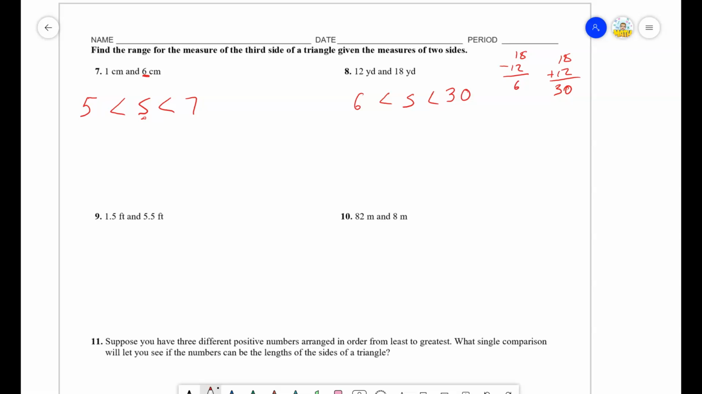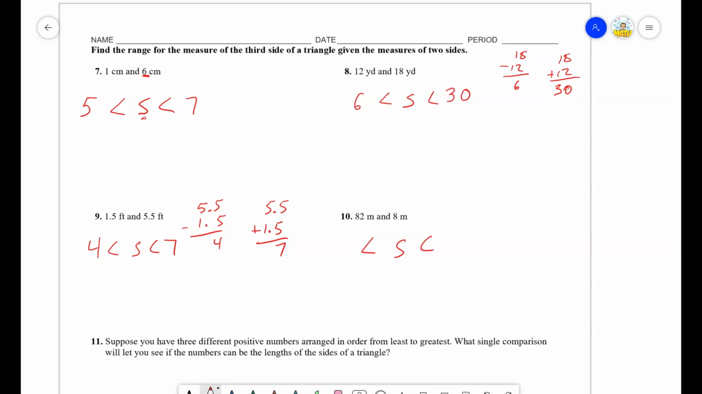Okay, so 2 steps each time. We subtract the two numbers to find the lower limit, and we add the two numbers to find the upper value for the side of that triangle. Let's try a couple more examples. I would take 5.5 minus 1.5, and that's 4. So the third side has to be bigger than 4. And then if I take 5.5 plus 1.5, that's going to be 7. Third side has to be less than 7.